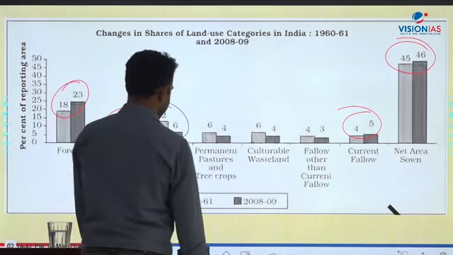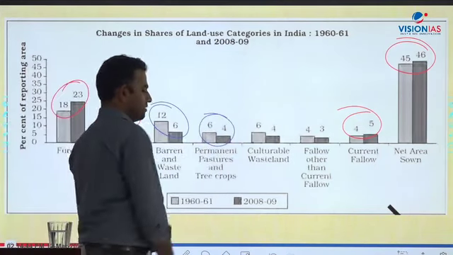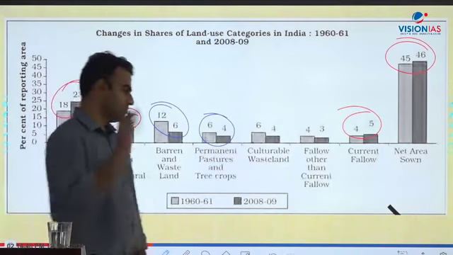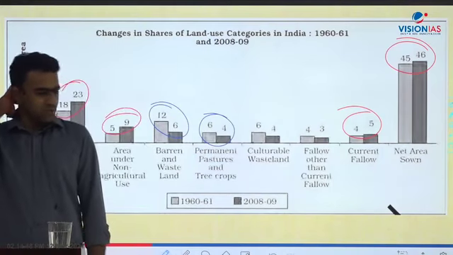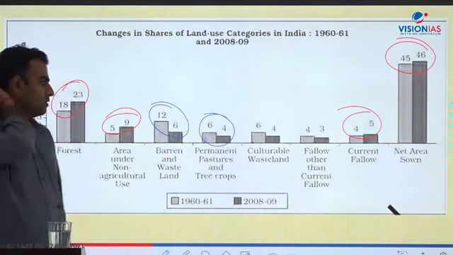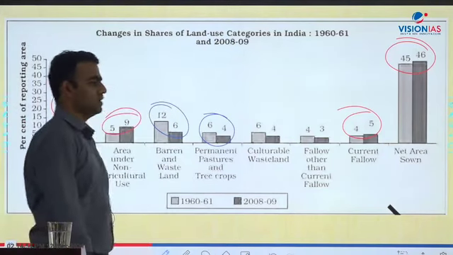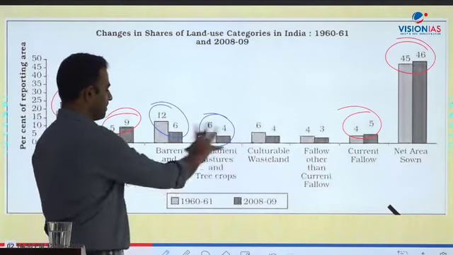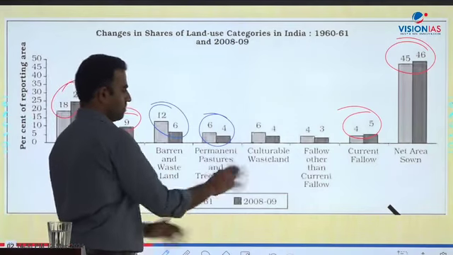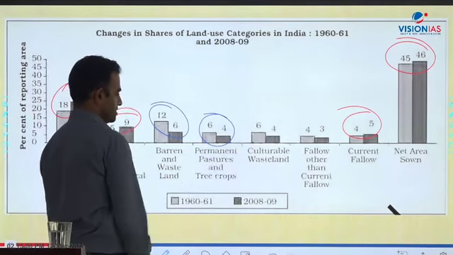Barren land has decreased. Permanent pastures and tree crops have also decreased because ऐसे पहले जो grazing का concept था ना, वो तो बहुत कम हो गया. The cattle is usually kept nowadays along with the agriculture only as a support mechanism. तो permanent pasture को भी, क्योंकि many of the times they are occupied, illegally converted, ये सारा reasons है यहाँ पर.